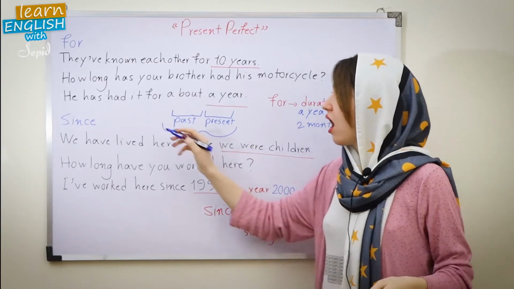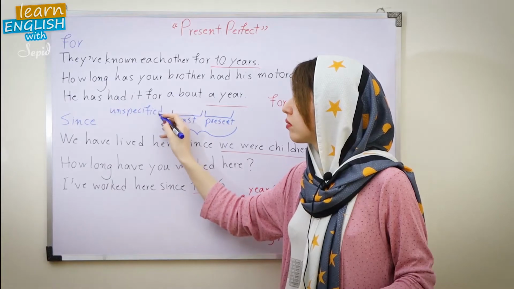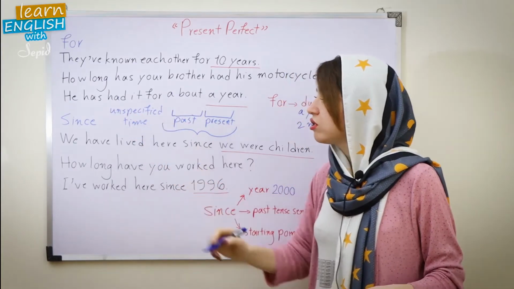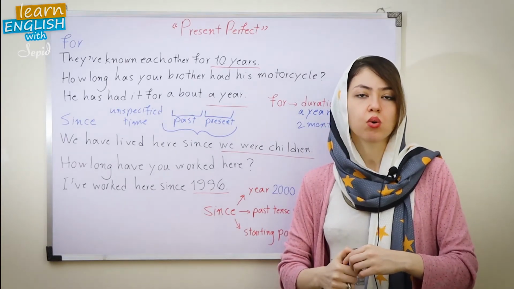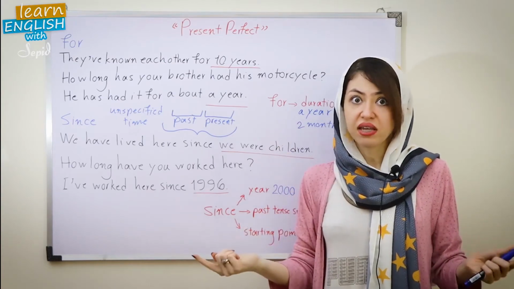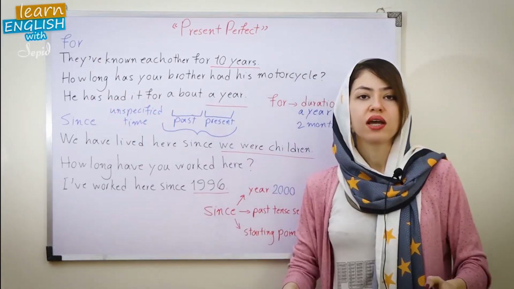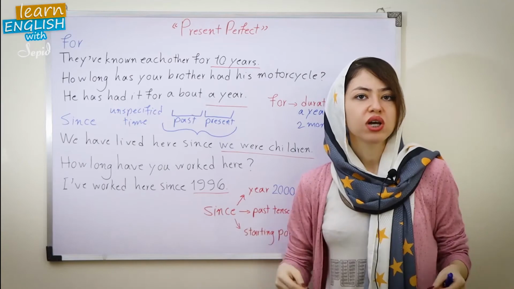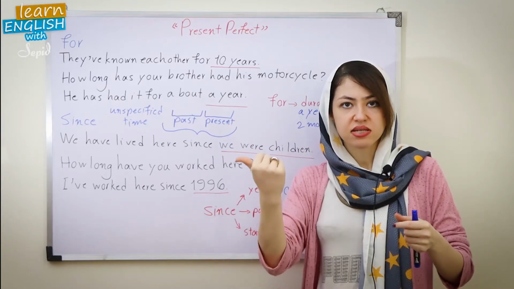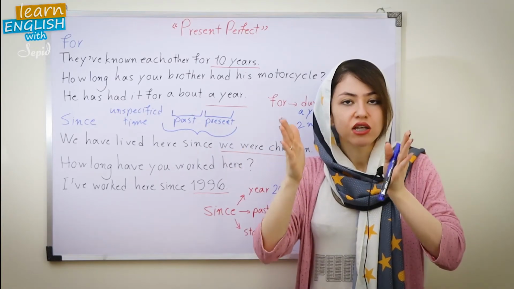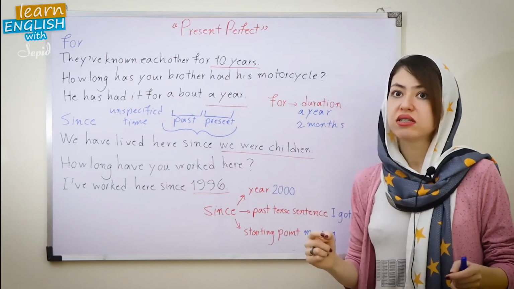So we call that unspecified time. Okay? It means we don't know the end of that. But if it is past tense, we exactly know when it started and when it finished. So that's it. That was all about for and its usage in present perfect tense. If you want to talk about actions which continue, okay, and they consider the past tense and the present tense as a single tense, you can use for in order to talk about the time and its duration.